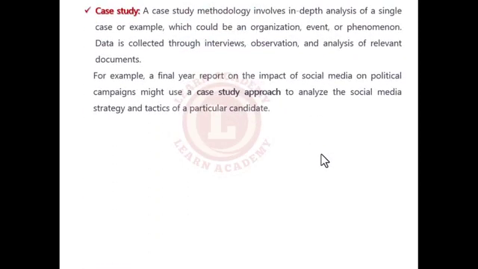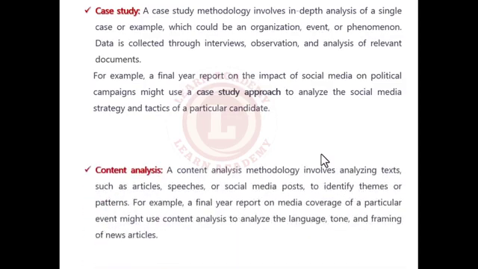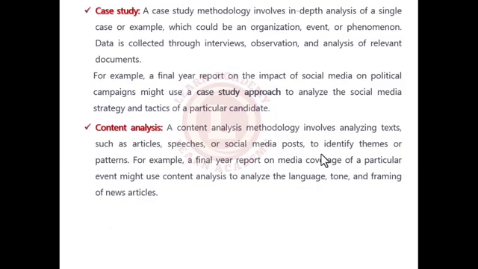A case study methodology also involves in-depth analysis of a single case or example, which could be an organization, event, or phenomenon. So data is often collected through interviews, observation, and analysis of relevant documents. For example, if you have a final year report on the impact of social media on political campaigns, you might use a case study approach to analyze the social media strategy and tactics of a particular candidate.